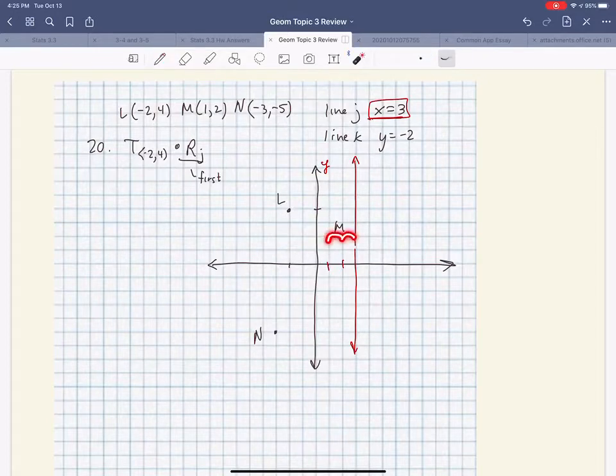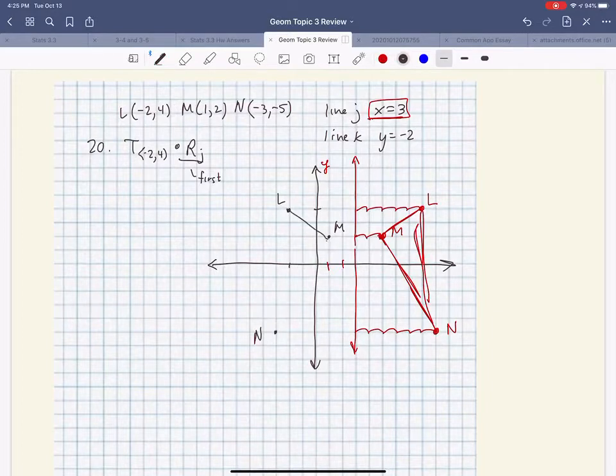So M is 2 to the left, so I need to be 2 to the right. L is 5 to the left, so I need to be 5 to the right. And N is 1, 2, 3, 4, 5, 6 to the left, so I want to be 6 to the right. Okay, so here's my new location compared with my old location.